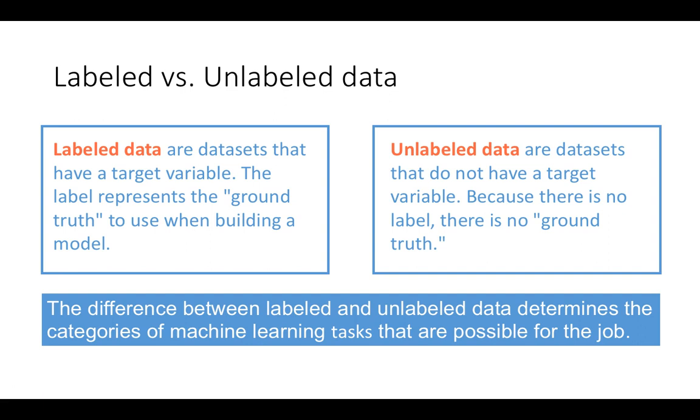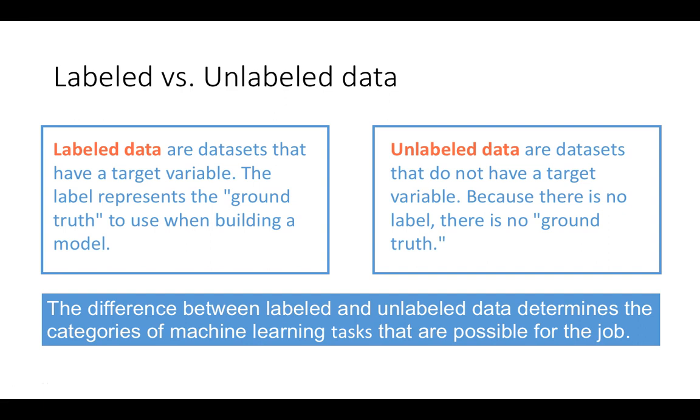We'll take examples. So let us take the terminology of unlabeled data. Unlabeled data are data sets that do not have a target variable, because there is no label, there is no ground truth. The target variable is the ground truth for the data. If it exists, then we call it labeled data. If it doesn't exist, we call it unlabeled data. I'll give you examples. Don't worry.